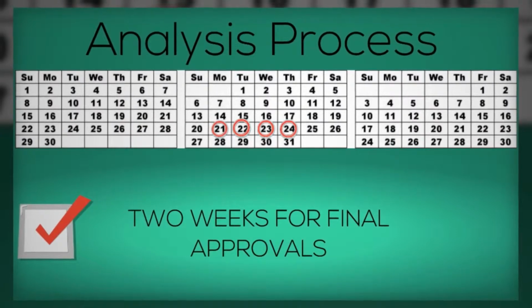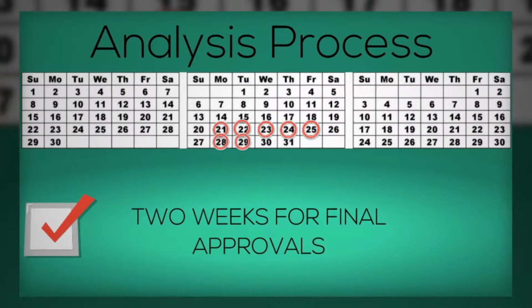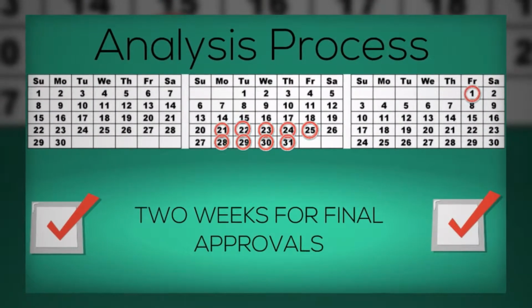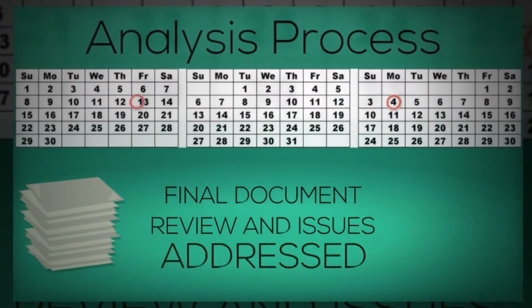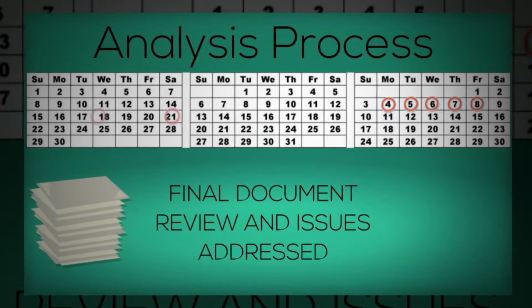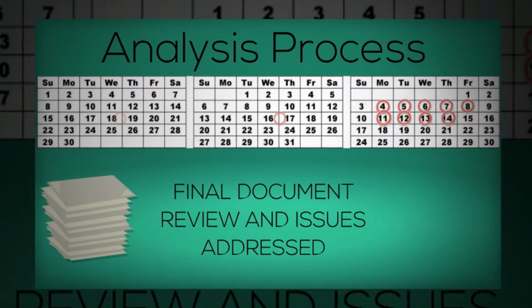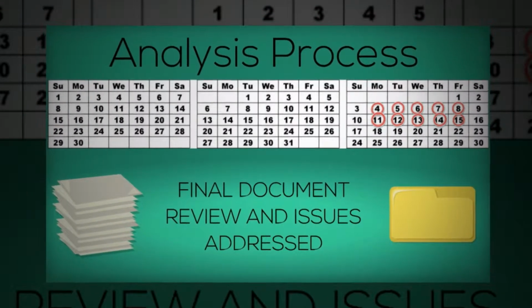And then 2 weeks are provided for final approvals. The final 2 weeks allow for final document review and the creation of the executive summary. Any issues that have been developed during the process and have not been resolved at the time of identification generally are addressed during this last 2 weeks.